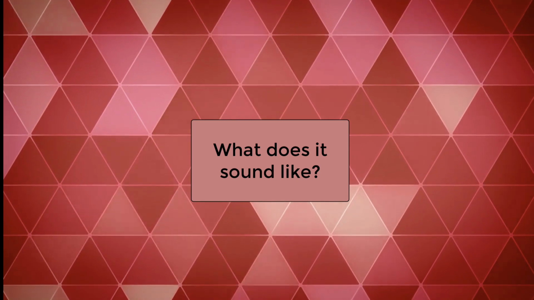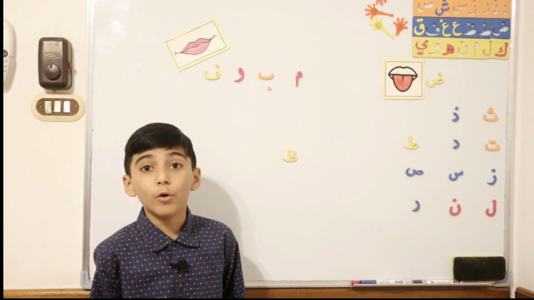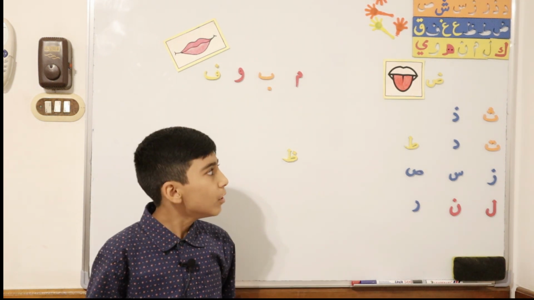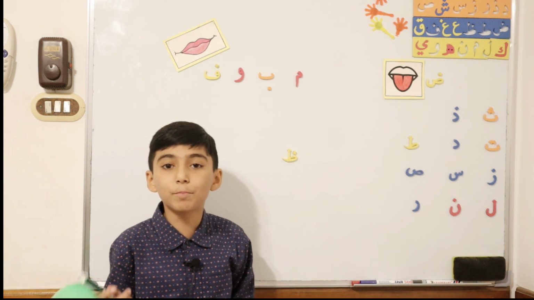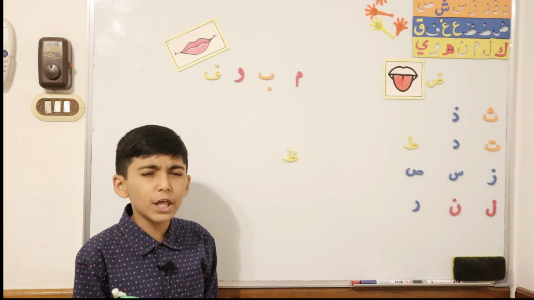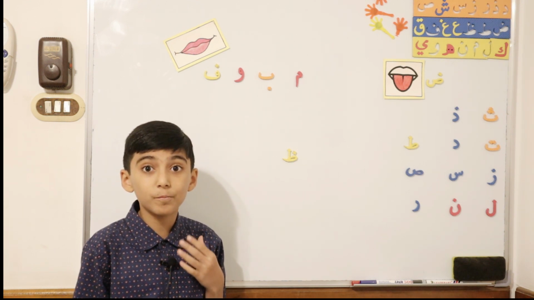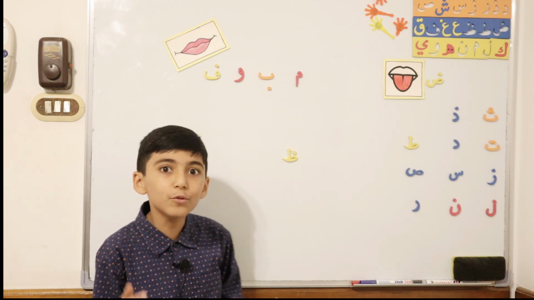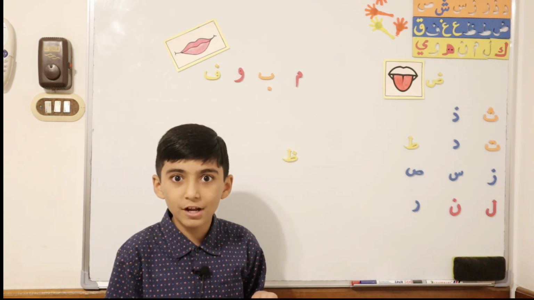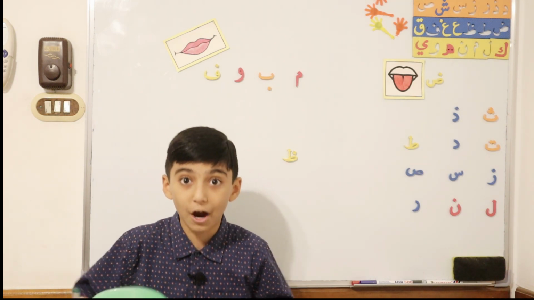So how do we pronounce letter dha? Well, as you know, we are learning the tongue tip letters. So letter dha must be pronounced from the tongue tip. But for letter dha, there is an important thing I want to tell you. It is that letter dha is part of the fatty 4. Fatty 4. There are 4 letters that are fat.